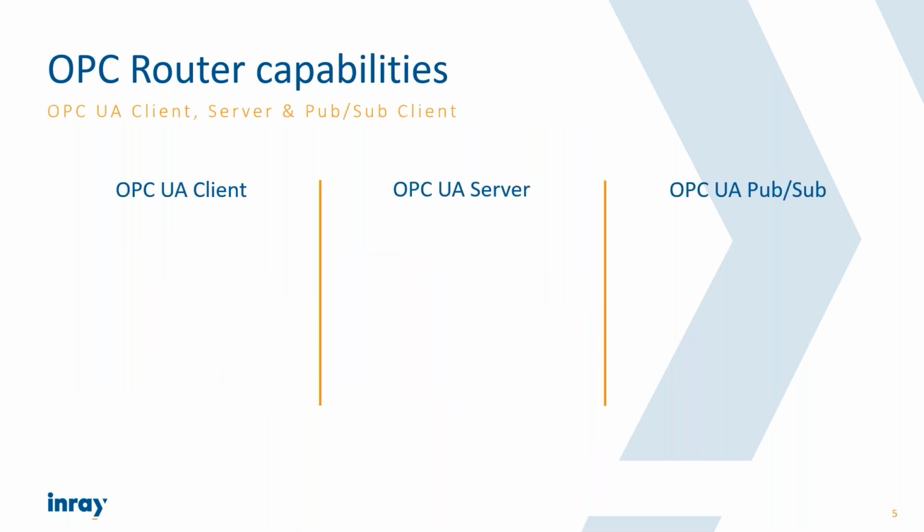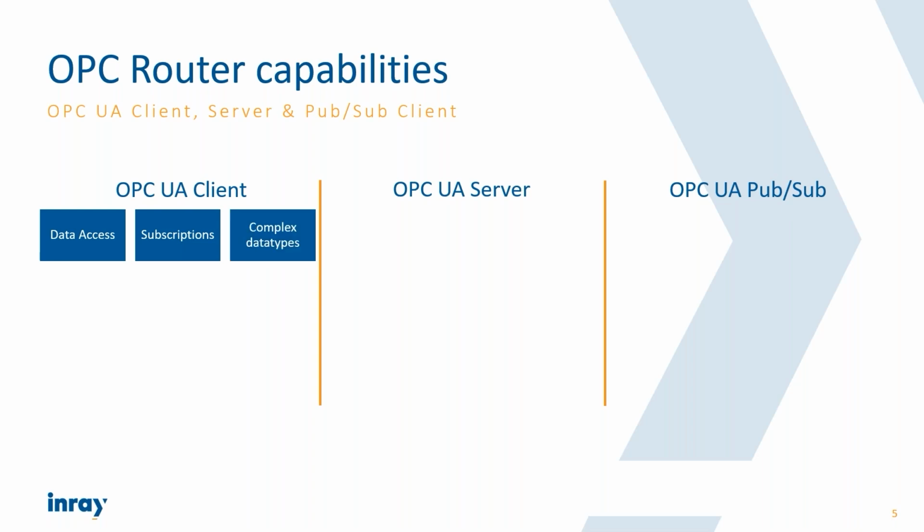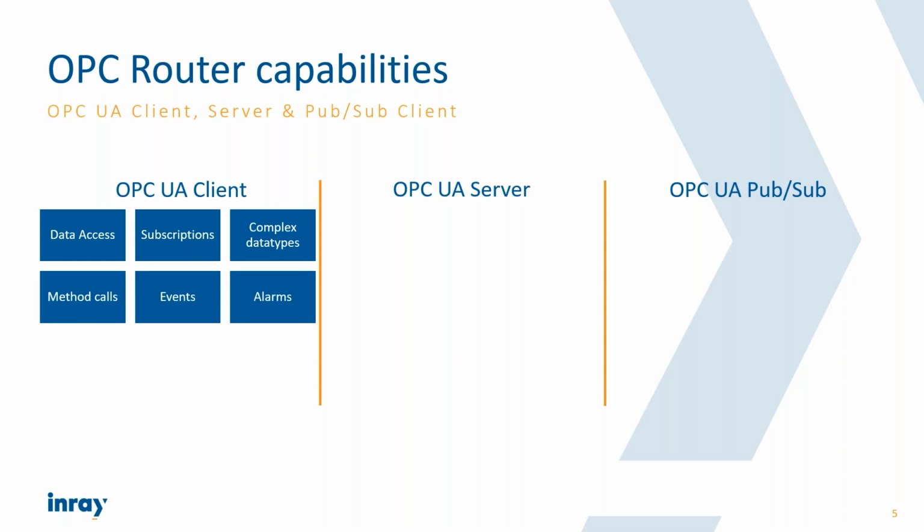OPC Router, as the name implies, is a capable OPC UA tool. And let's take a quick look at all the OPC capabilities OPC Router offers. Firstly, the UA client, of course, offers data access capabilities, including subscriptions wherever it's fitting. You can interact by reading and writing complex data types. You're enabled to call methods, consume events, and handle alarms.